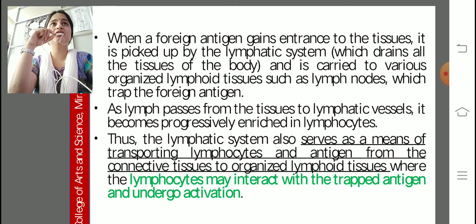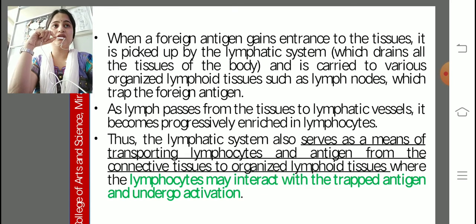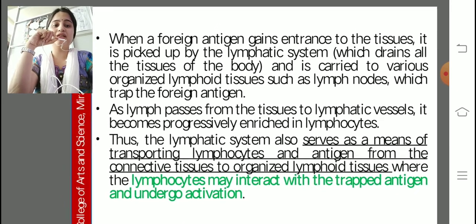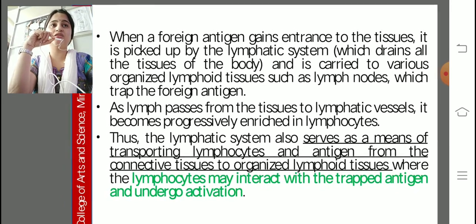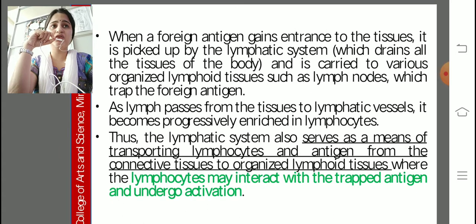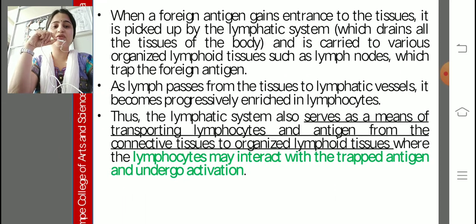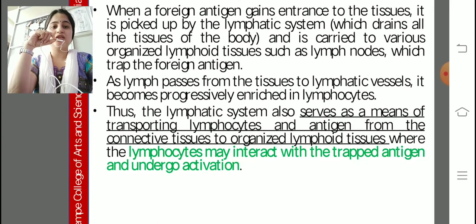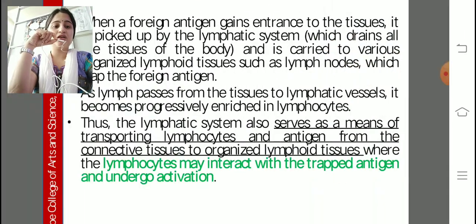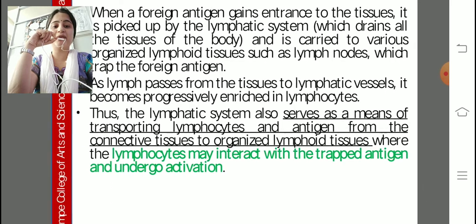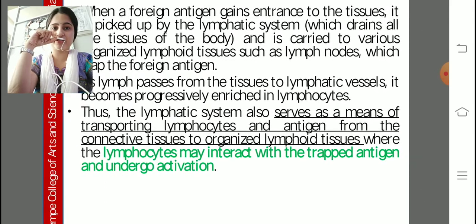So it's like a passageway for the immune cells, so that the immune cells can trap the antigens and carry it to, or direct it to, the organs or the different kinds of cells which require immediate attention. Thus the lymphatic system serves as a means of transporting lymphocytes and antigens from the connective tissue to organized lymphoid tissues, where the lymphocytes may interact with the trapped antigen and undergo activation.